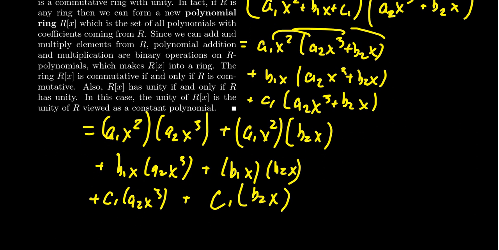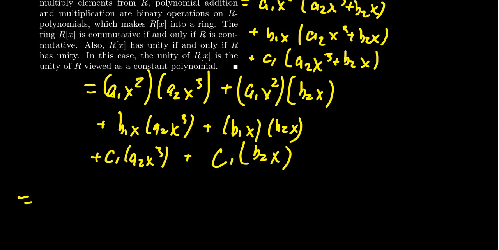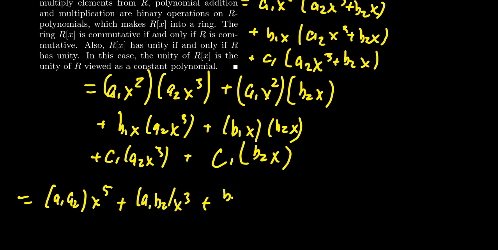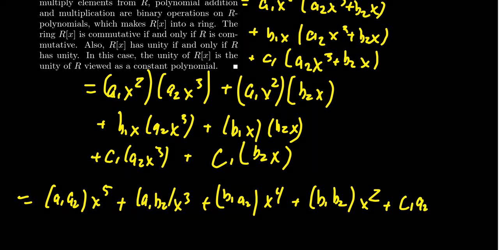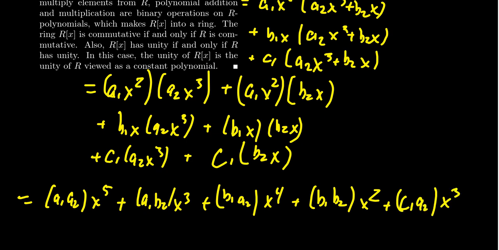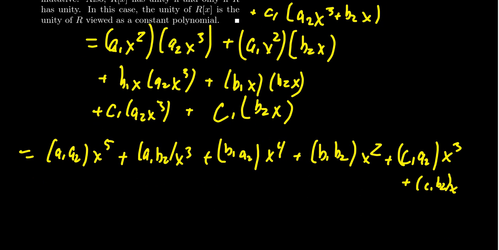So again, respecting the order of the product, you multiply these things out, multiplying the coefficients together. You're going to get an a1a2 x to the fifth. Next, you'll get an a1b2 x cubed. Next, we get a b1a2 times x to the fourth. Then you'll get a b1b2 x squared. The next one will end up with a c1a2 x cubed. And then lastly, we'll get a c1b2 times x, for which if there are any like terms, we could add them together. So we have an x cubed that's alike.